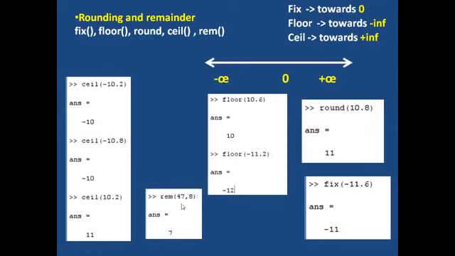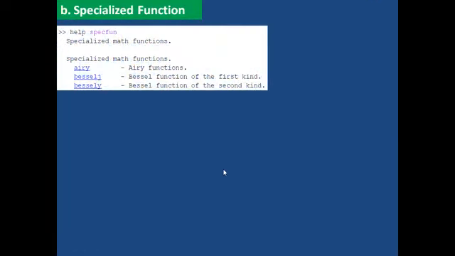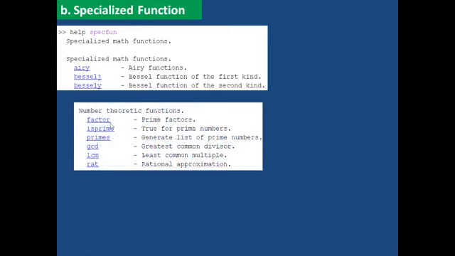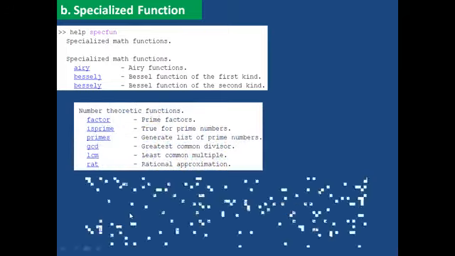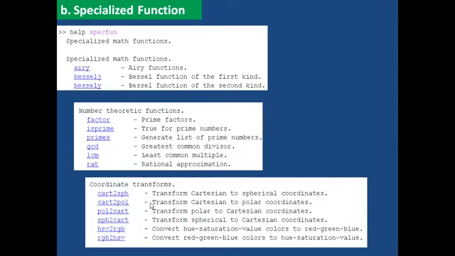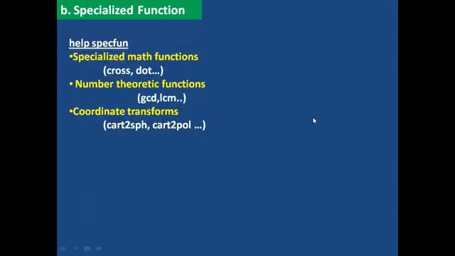And remainder: 5 eights are 40, so 7 is the remainder. And then some specialized functions. If you type help specialized function, you will have three categories. One is specialized math function, the second is number theoretic function, and the third is coordinate transformation function. We will not see all the functions, we'll see a few important ones.